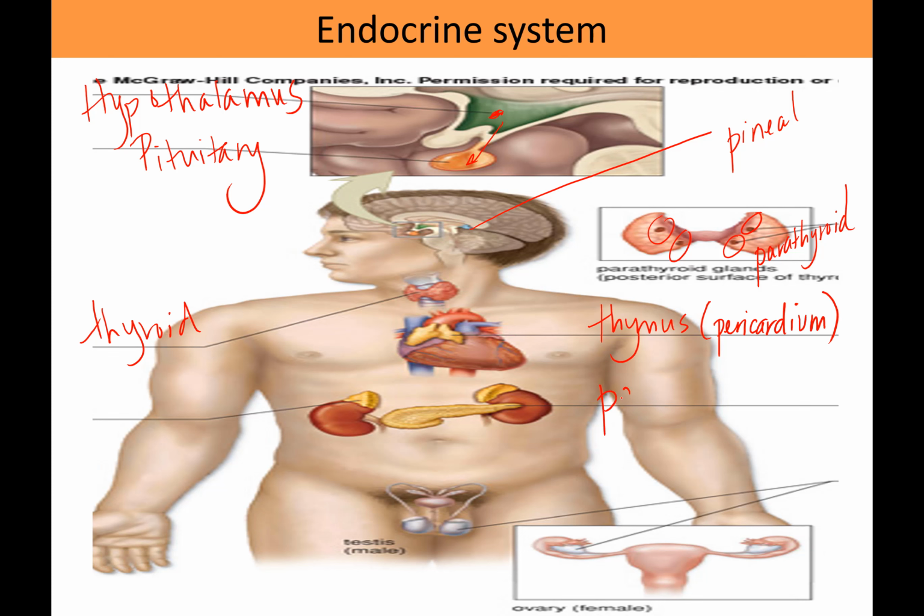Here's the pancreas. On top of the kidneys, we have the two adrenal glands. Those are those small little triangles on top of the kidneys. And then for the gonads, we have the testes and we have the ovaries. And we'll be hitting those more when we get to the reproductive system.